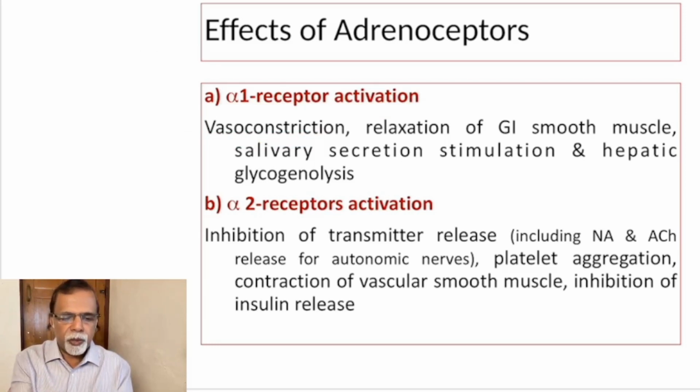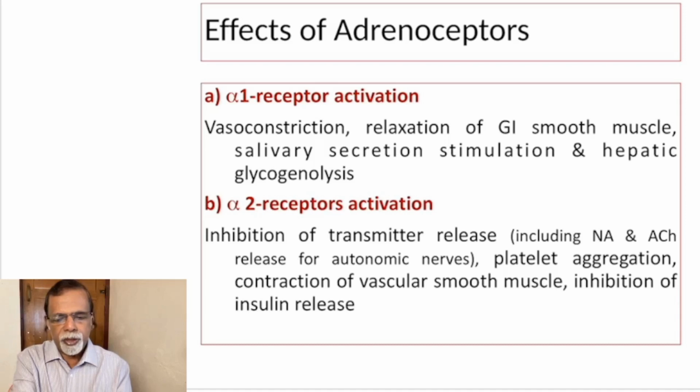Second, it produces relaxation of the gastrointestinal smooth muscle. So we have already said it is fight, flight and fright. So if your gastrointestinal system is activated, once the adrenergic system is activated, it will be very difficult for the animal to run away. That is why it produces a relaxation of the GI smooth muscles. And it facilitates hepatic glycogenolysis. That is, during exertion or fight and flight you need more glucose. So alpha 1 activation produces hepatic glycogenolysis.